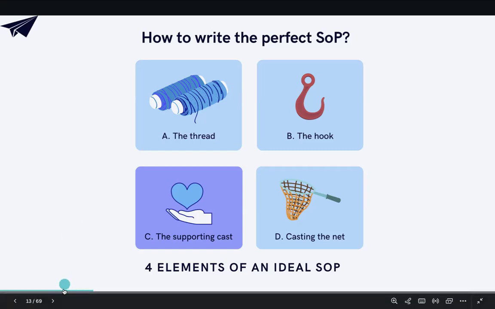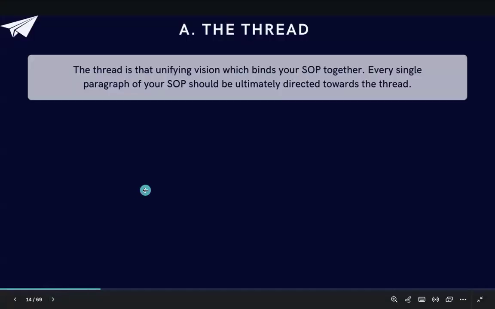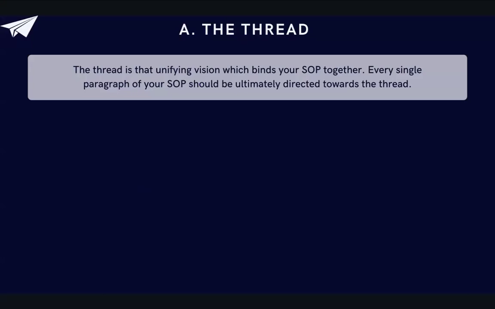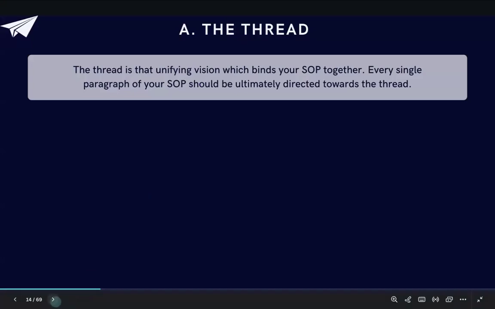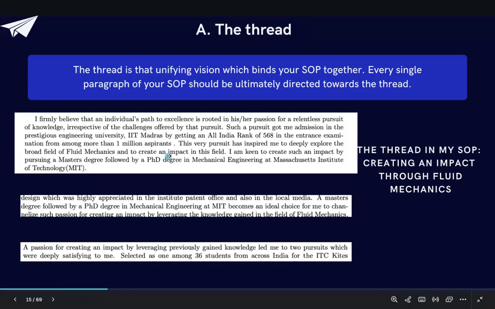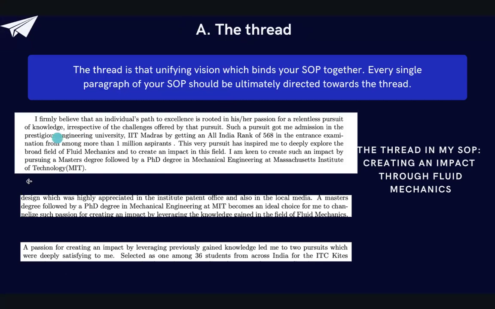Okay, so the first part is the thread. What is the thread? So the thread is the vision. What is your vision? You have to write that in your SOP. So I will just demonstrate this with an example. This is Dr. Raj's snippets of his SOP, and the thread in his SOP was that he wanted to create an impact through the field of fluid mechanics. Okay, so that was his thread, and it's okay if your thread keeps repeating itself at different occasions in your SOP, because that is something that ties it together.